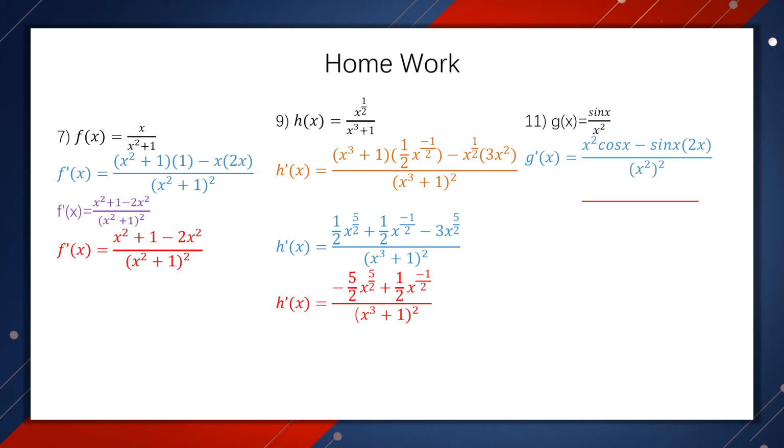So in the next question, g of x equal to sin x over x squared times cosine x. So we will change it into x squared times cosine x minus sin x times 2x over x squared squared. So it becomes x squared times cosine x minus 2x times sin x over x to the fourth.